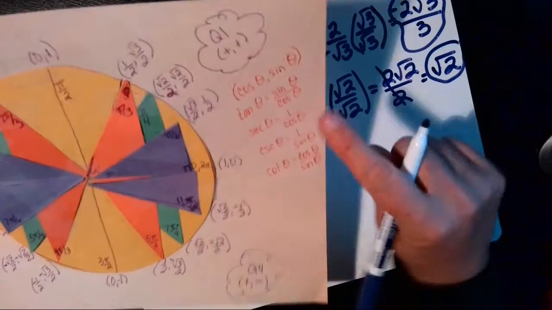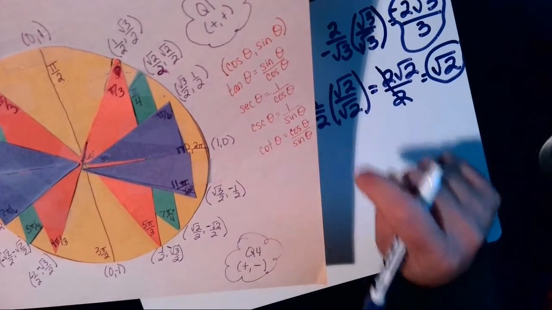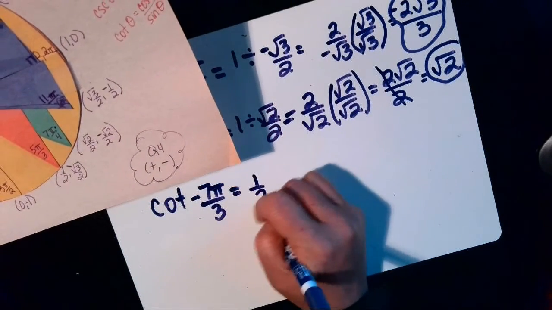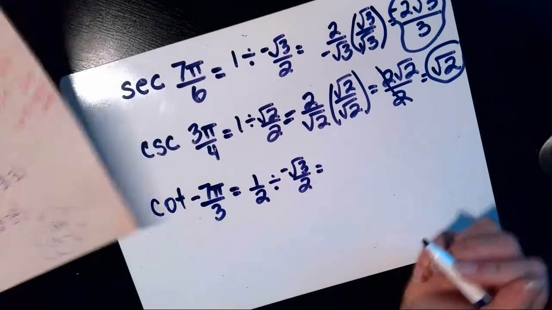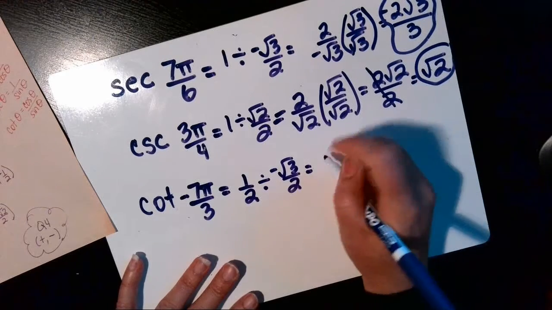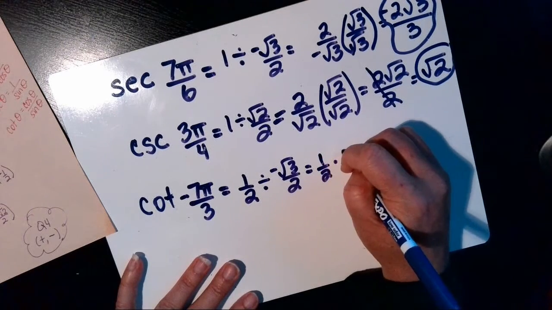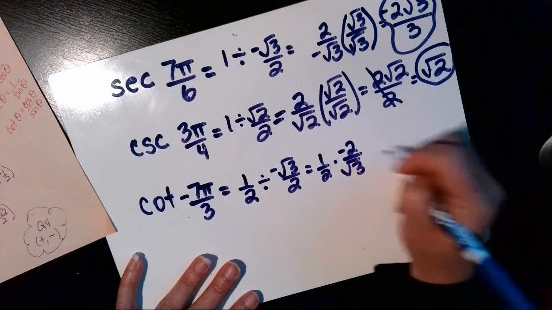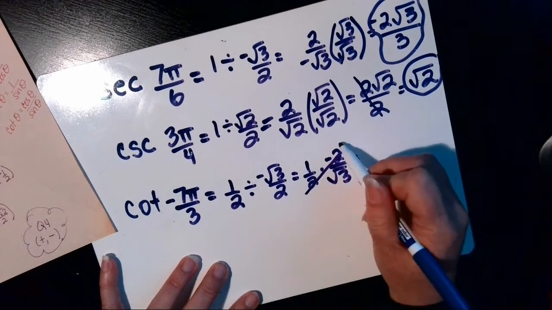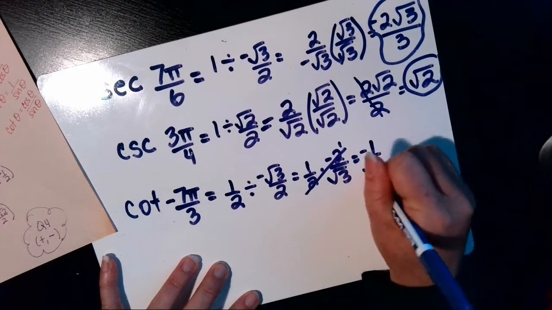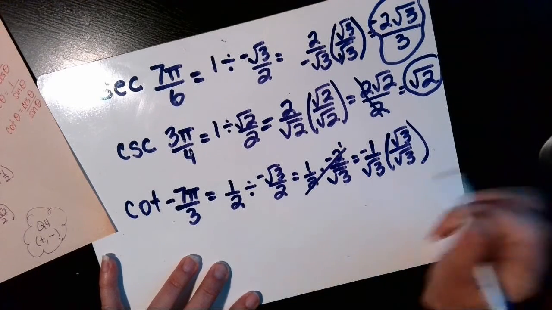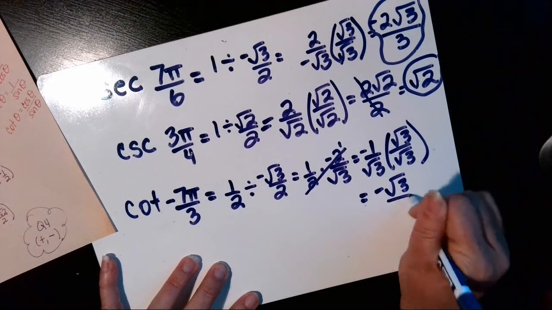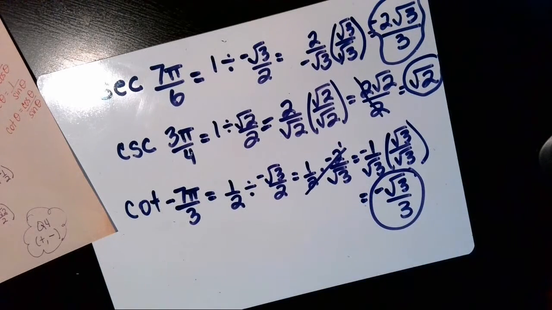So cotangent, since that's going to be the cosine over sine, that's the x over the y. So we'll have a 1/2 for the x divided by negative square root of 3 over 2 for the y. And then to divide fractions, we multiply by the reciprocal. So 1/2 times negative 2 over square root of 3. And our 2's cancel, leaving a negative 1 there in the numerator. So negative 1 over square root of 3. And we're going to rationalize that denominator. And then we'll have a negative square root of 3 over 3. And that's the cotangent of negative 7 pi over 3.